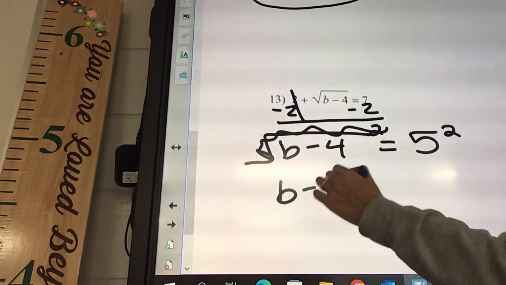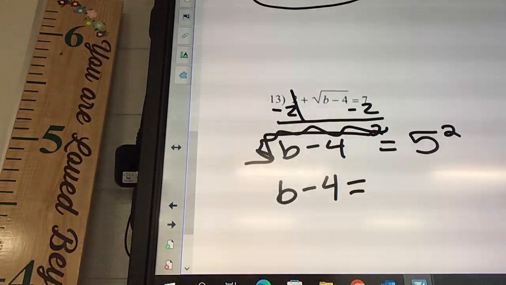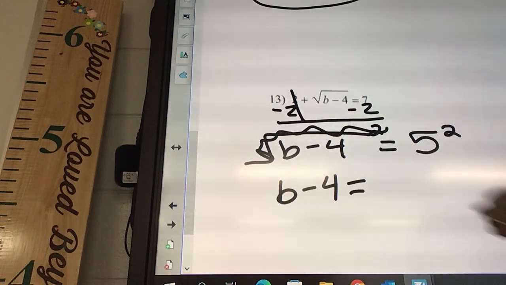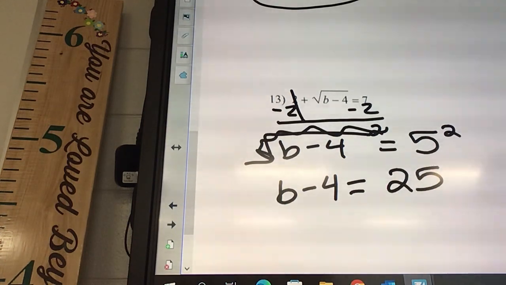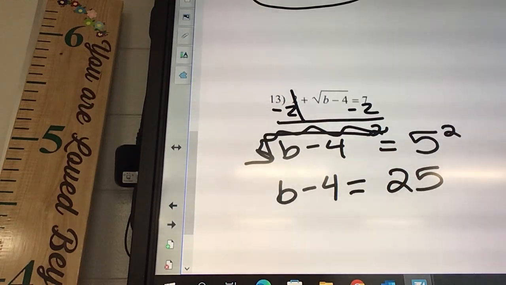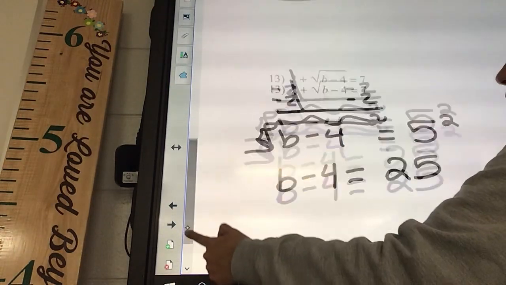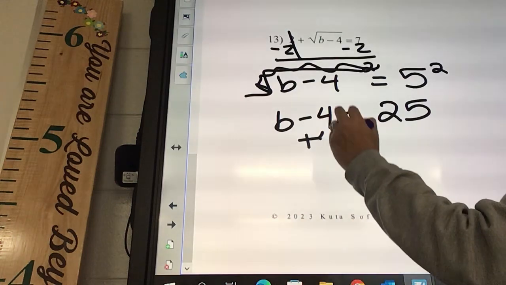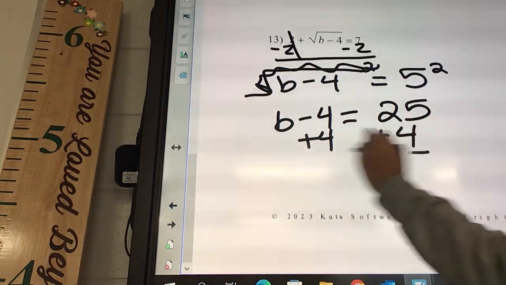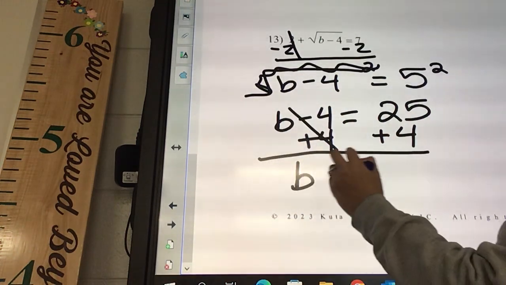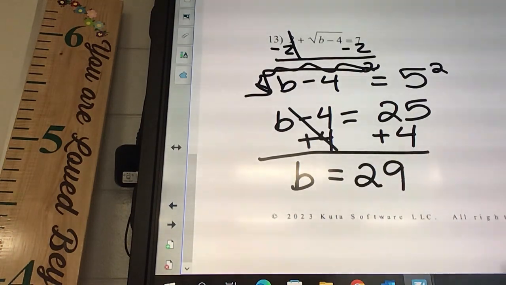Okay, so we get b minus 4 equals, what is 5 squared? 25. Okay, and then what? Plus 4. We're gonna add 4 to both sides. So we got b equals 29.